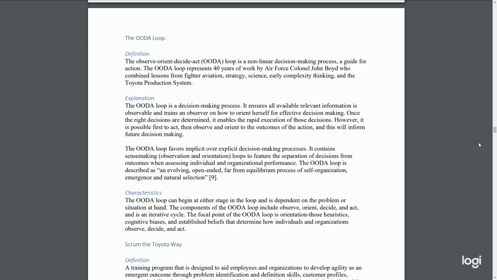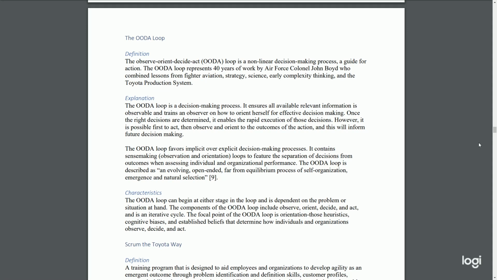However, it is possible first to act, then observe, and orient to the outcomes of the action, and this will inform future decision-making. The OODA Loop favors implicit over explicit decision-making processes. It contains sense-making, observation, and orientation loops to feature the separation of decision-making from outcomes when assessing individual and organizational performance.